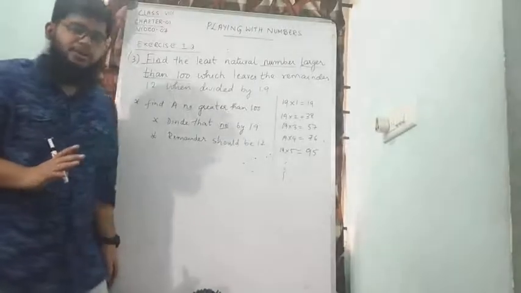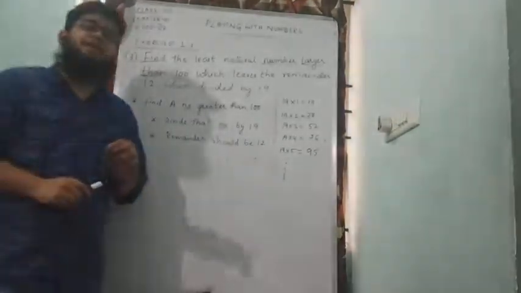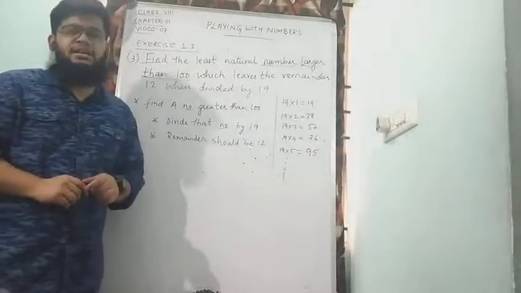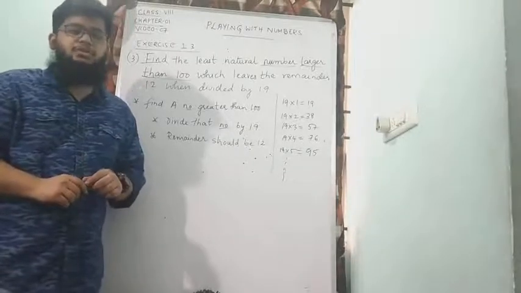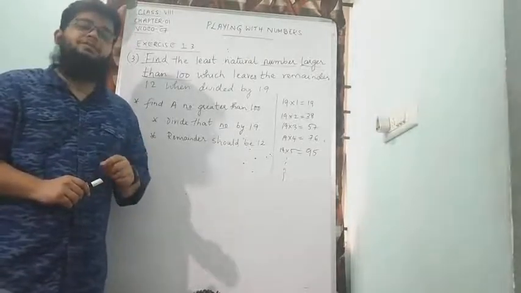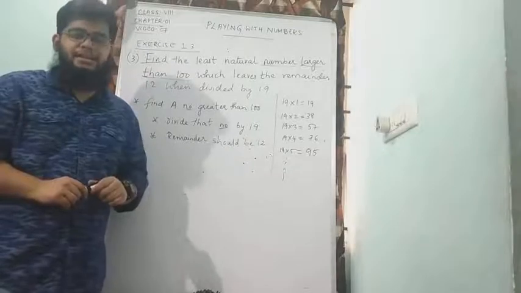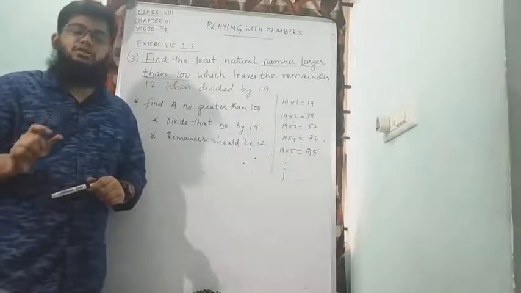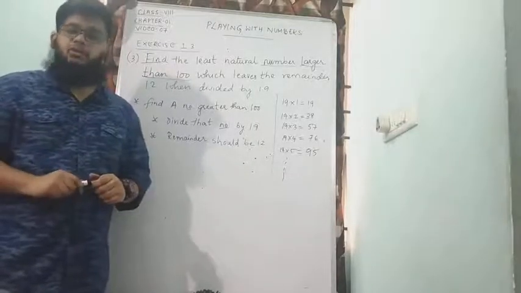I'll repeat what we are doing. In this problem, we are trying to find a number which is greater than 100. That number should be divided by 19, and after you divide that number by 19, the remainder should be 12. I hope you have understood.